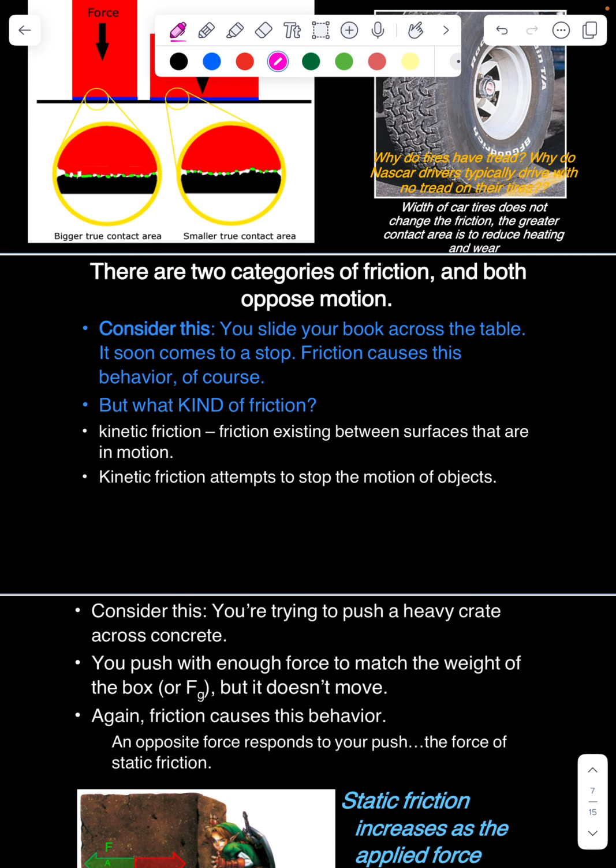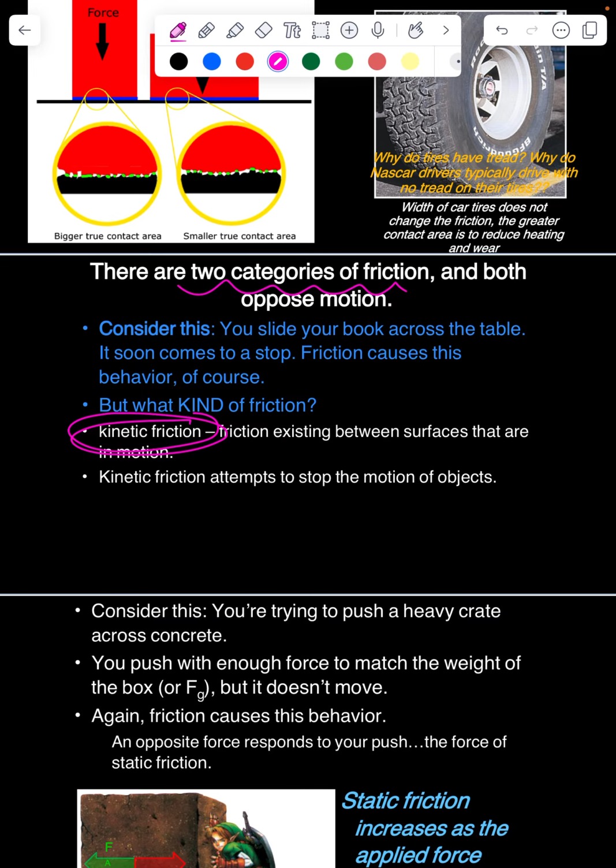Everything that we have been doing, all of the frictional forces that we have been using, have been between surfaces that were moving against one another, so an object was sliding on another surface. That is the first category of friction, and that's called kinetic friction. Kinetic friction happens between two surfaces that are in motion, so there is sliding happening.